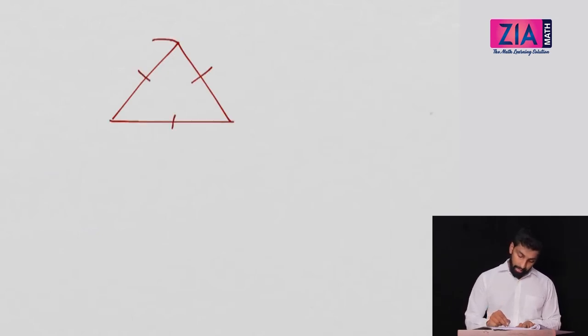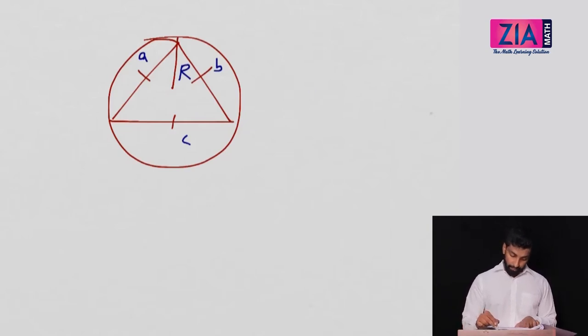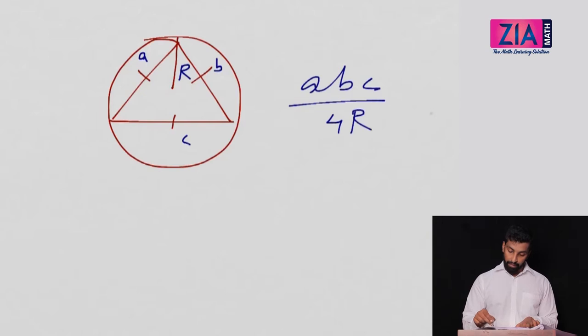Now, if you are given three sides A, B, C, and they are also giving you the circumradius, that means the triangle has a circumscribed circle, a circumcircle. So let's keep the circumradius as R. Here you have been given three sides, so you can either use root of S into S minus A into S minus B and so on, or, since R is given, you can use ABC divided by 4R to get the area.